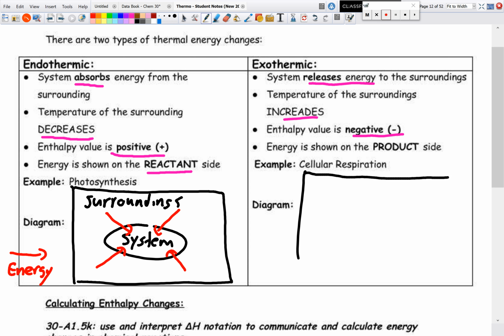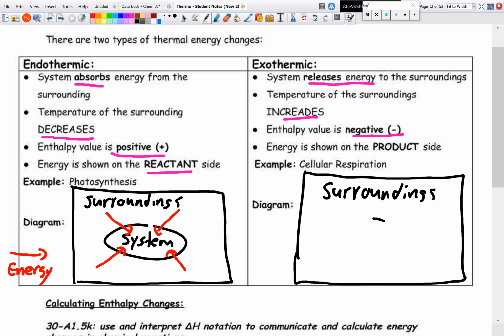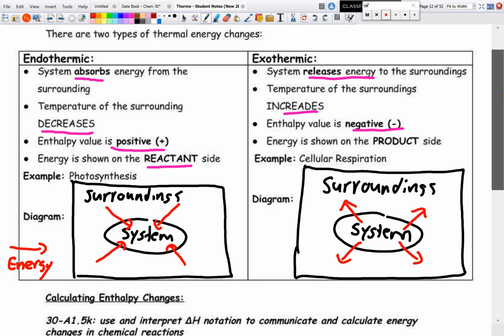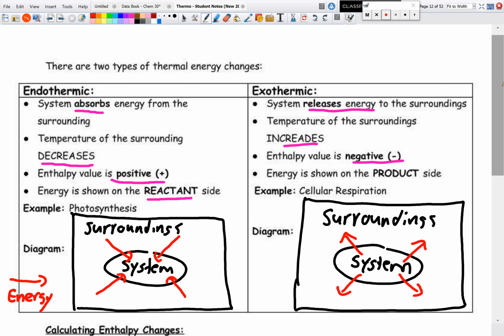But if we did the same thing, a very crude diagram of general exothermic reactions, we have our surroundings, we have our system, and if we looked at the energy, energy would leave our system and go into the surroundings. So this is why for exothermic reactions, if you are part of the surroundings, you will feel warmth coming from the reaction because the energy is leaving the chemical reaction and going out into the surroundings. So this diagram is going to make another appearance when we get into something called calorimetry, which will be another lesson away.